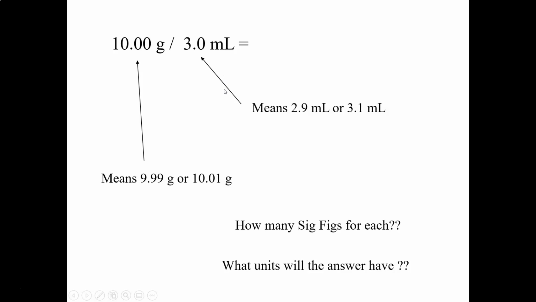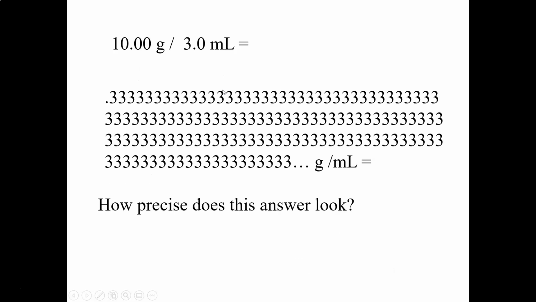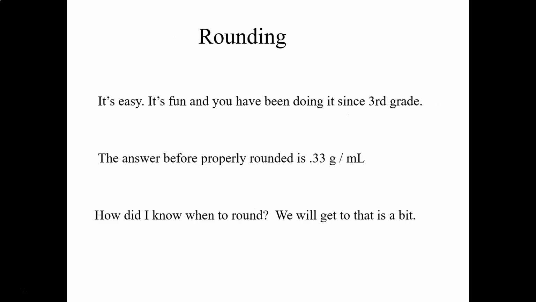Now when I divide these two numbers, 10 divided by 3, my calculator spits out a decimal place and then a lot of threes, as many threes as it'll show on the screen. If I had a bigger screen, it would show more threes because that 3 repeats. So I took two numbers that had a certain amount of precision, and I divided them, and I got a number which looks like it has infinite precision because of that repeating 3. So there's a problem here. I took imperfect numbers and I got a perfect number. So what that means is I need to round.